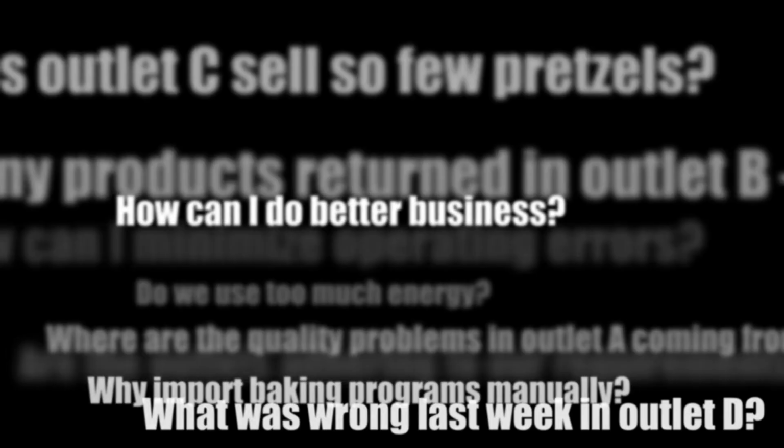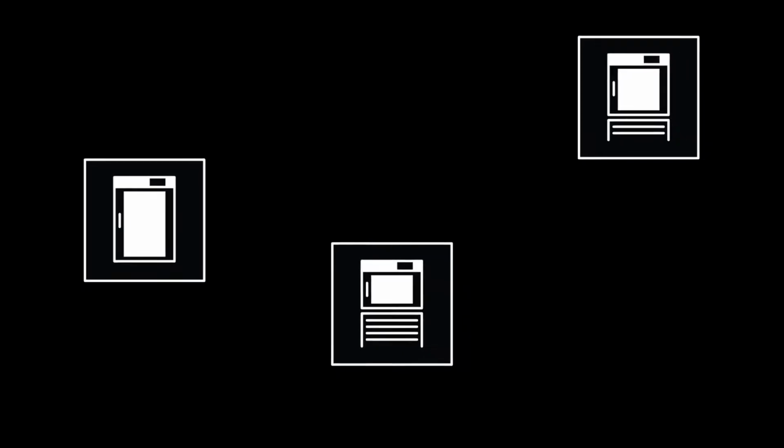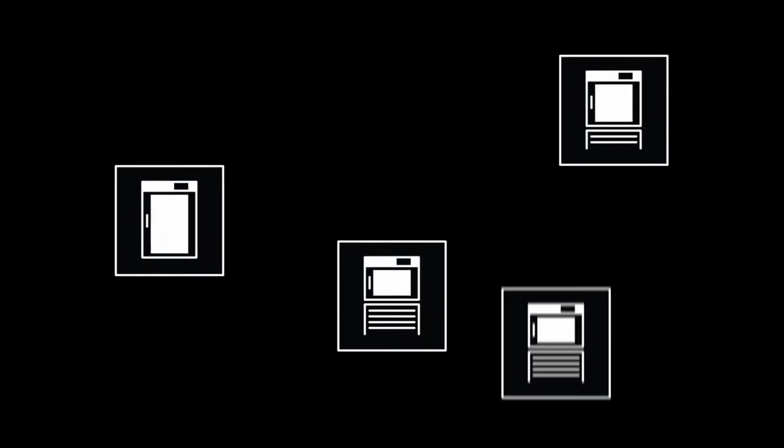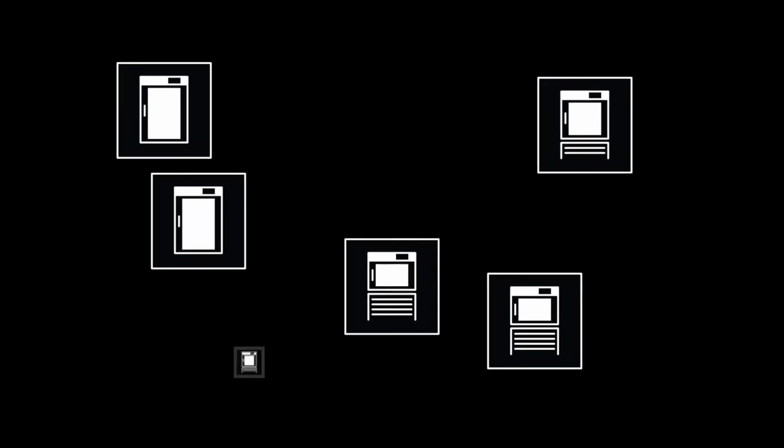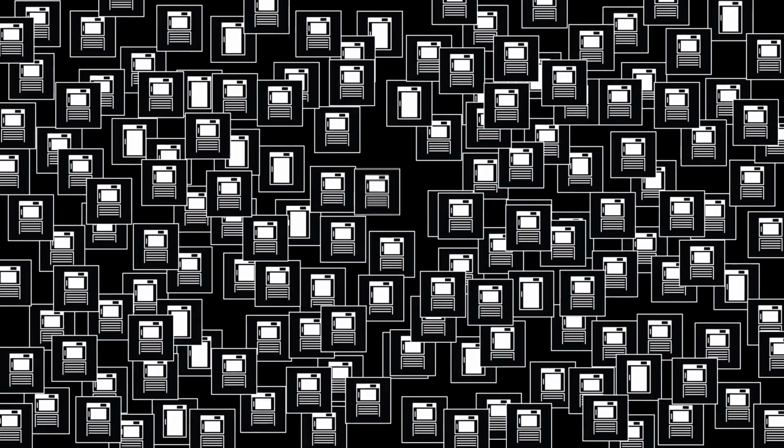Are these the questions that are important to you? Sure, managing a store with two or three baking stations is relatively easy. What happens though if you grow and expand your business, if you acquire more and more baking stations? If the spatial distances get larger, how are you going to keep an eye on everything then?